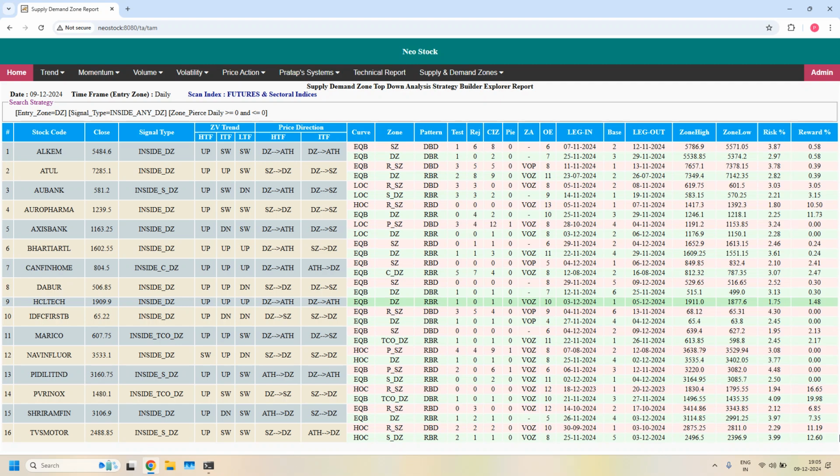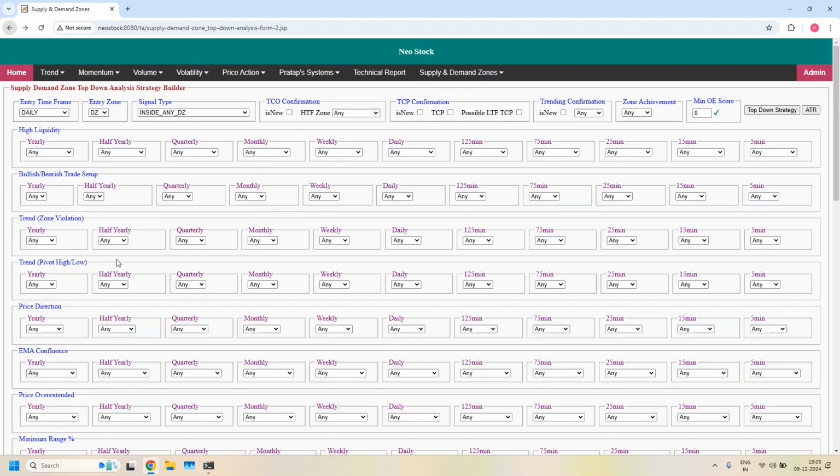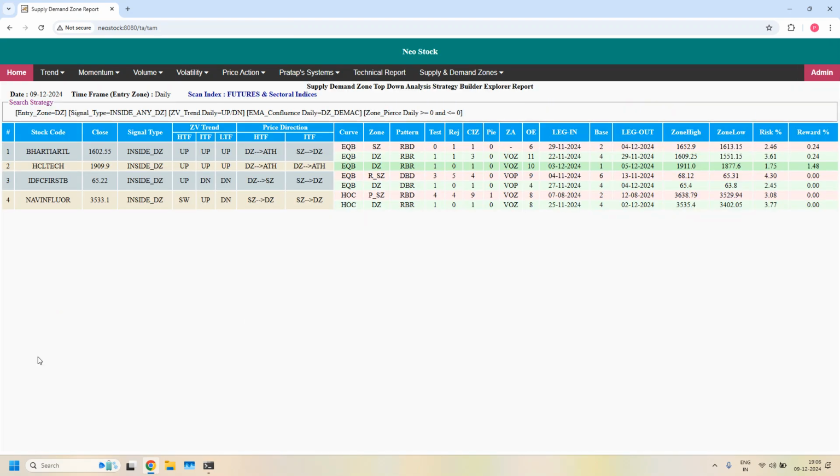But there could be high probability setup supported demand zones based on the EMA Confluence. So let's verify. EMA Confluence on daily time frame. Daily demand zones are having daily EMA Confluence. And during EMA Confluence, the trend should not be sideways. That's why on daily time frame, we are selecting up or down trend. With these filters, we got 4 stocks. Out of 16, only 4 stocks. These demand zones are currently high probability setup based on the EMA Confluence.